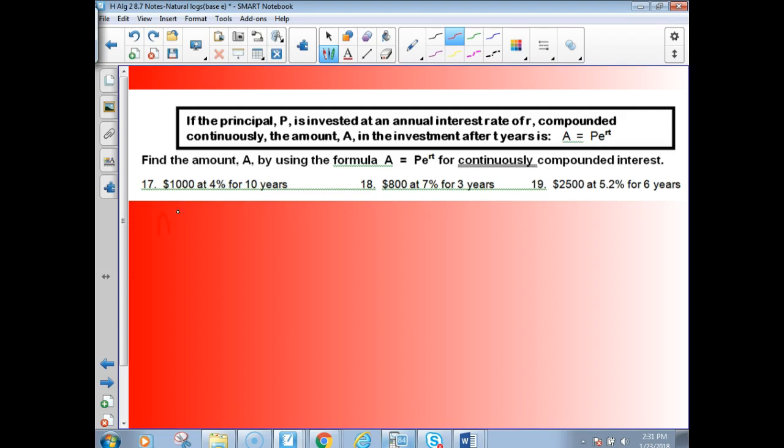Okay, so the amount in the account. Oh, that does not show up. Red on red does not work. Okay, so A would equal P, which would be my 1,000, times e to the rate 0.04 times time 10 years. This is all calculator exercise.